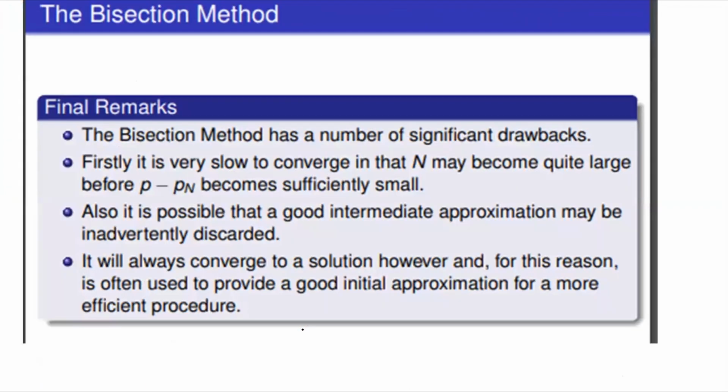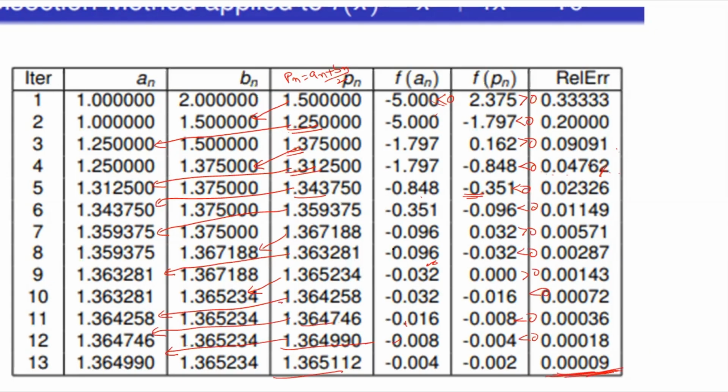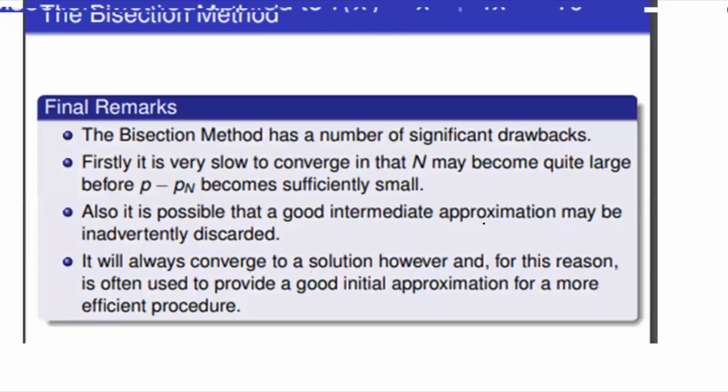So the final remarks on the bisection method: the bisection method has a number of significant drawbacks. Firstly, it is very slow to converge, in that n may become quite large before p minus pn becomes sufficiently small. The meaning of this is: sufficiently small means the difference between this value and this value is very close. To get to this stage, we need more iterations. That is the meaning of this.